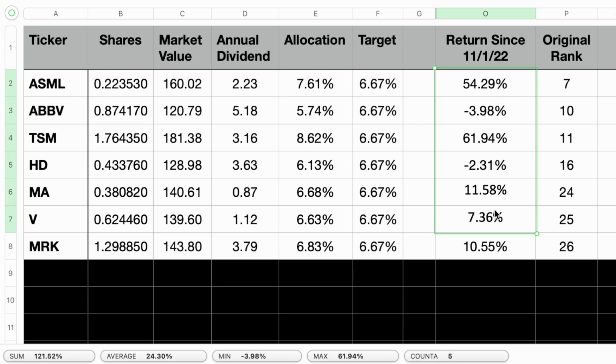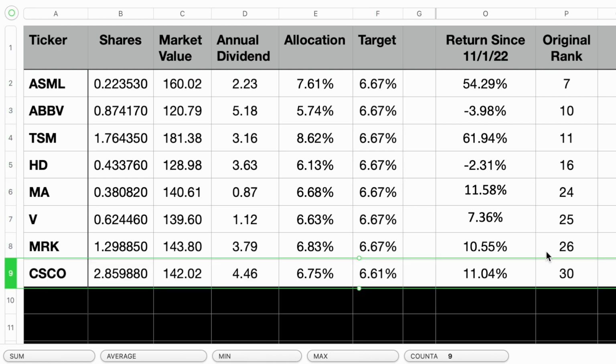The average return for the top 7 positions is 19.92%, which is better than the portfolio as a whole. So these stocks have had a positive impact on the portfolio and are driving the strong results. Combined, they started with an allocation of 46.69%, which means they were always going to have a large impact on the overall return. Position number 8 is Cisco, that started with a 6.61% allocation and is up a cool 11.04%.